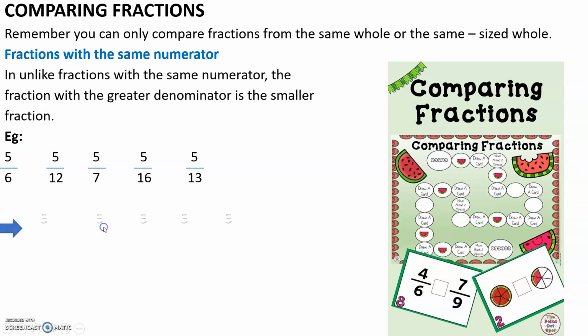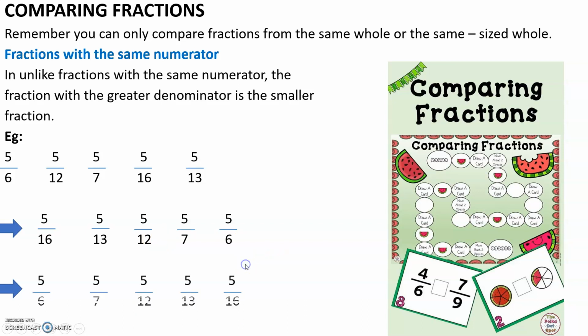Let's see. 5/16, 5/13, 5/12, 5/7 and 5/6. This is the ascending order. Now see the descending order. Descending order will be iska ulta. So first it will be 5/6, then 5/7, 5/12, 5/13 and 5/16.